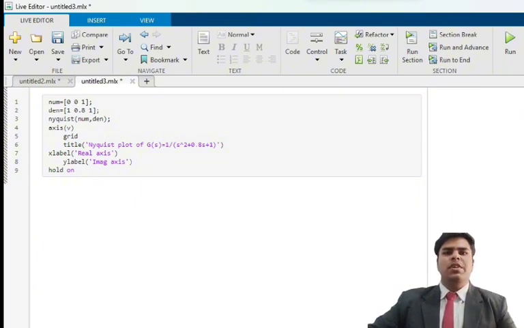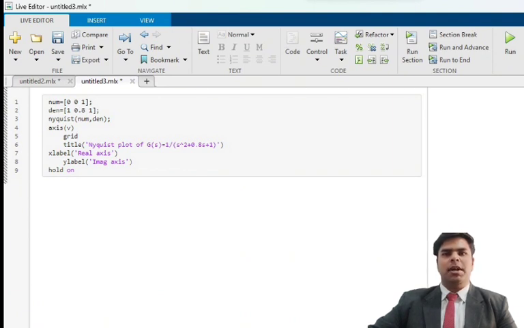First, num = [0 0 1]. This line defines the numerator coefficients of the transfer function. In this case, it represents the s to the power 0 and s to the power 1 terms as zeros and s square as 1. Then den = [1 0.8 1]. This line defines the denominator coefficients of the transfer function, representing the s square, s to the power 1 and s to the power 0 terms as 1, 0.8 and 1 respectively.